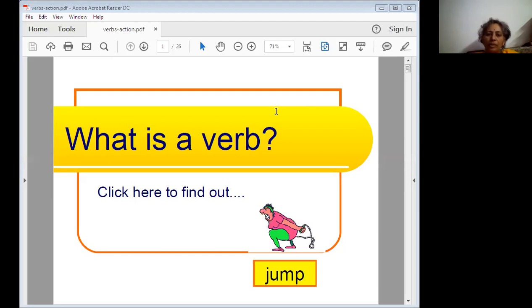In today's session, we are going to learn about verbs. Now you see here, what is a verb? Can you define a verb? Did you hear the word verb earlier? Can you identify the verb in a sentence? Now we check.